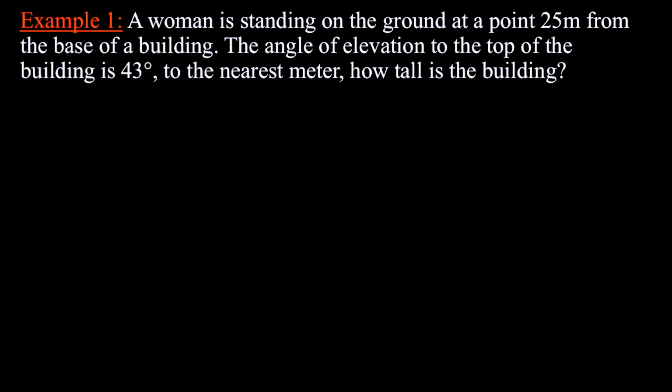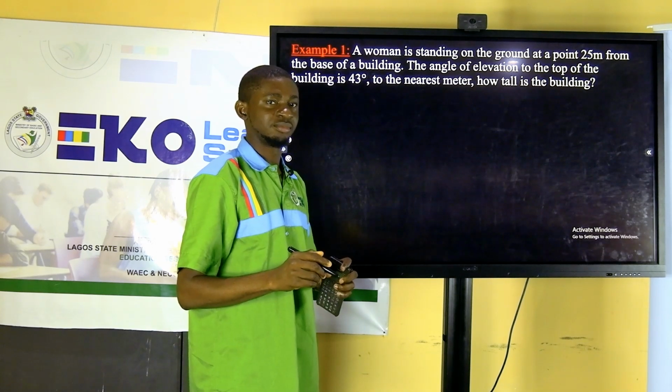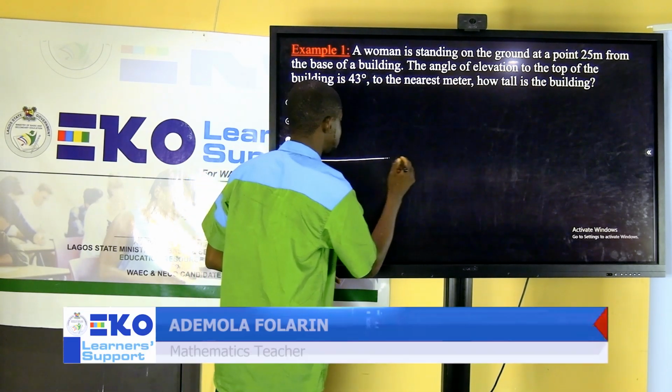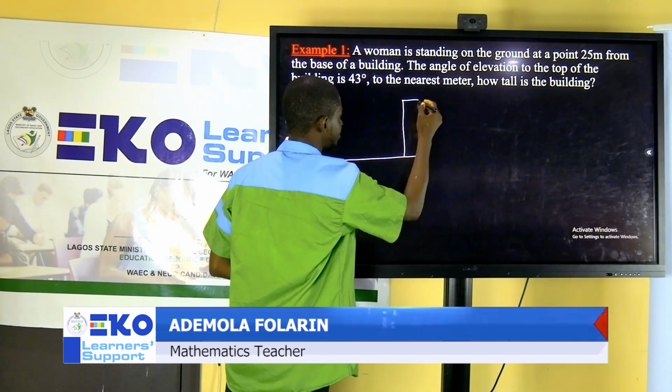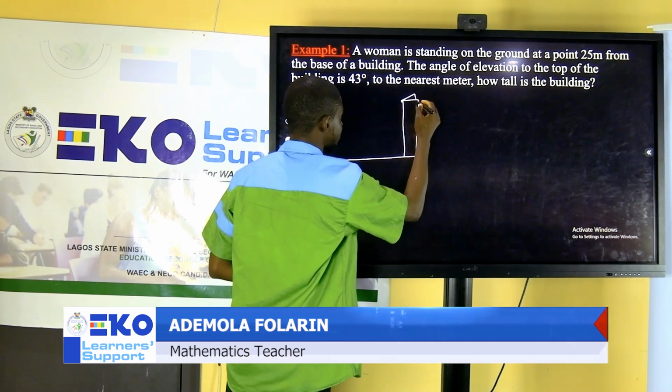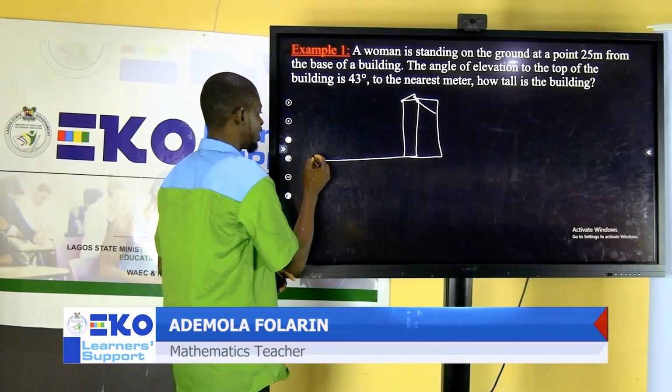The very first thing, we have to translate this statement into a diagram. Let's say this is the ground, and this is the building. Don't mind my building, but let's take this as a building.